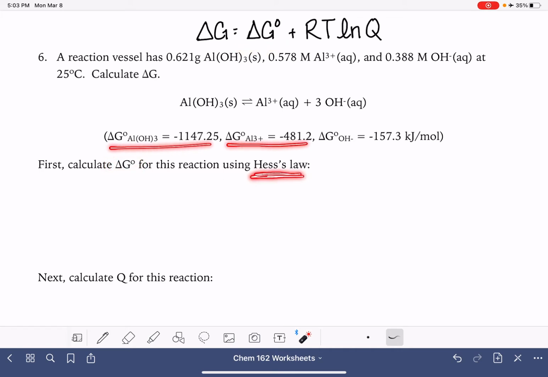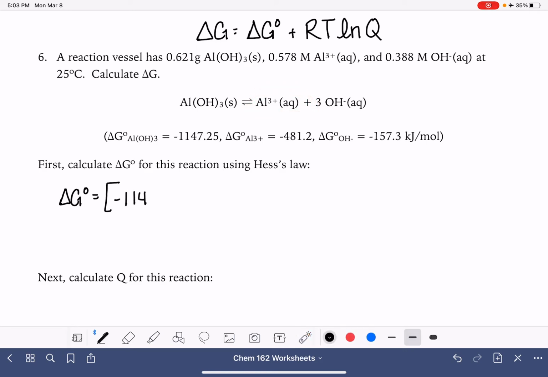We have our delta G values right here for us. Hess's law is products minus reactants. So our standard delta G is going to be the delta G for our first product, aluminum, that is negative 1147.25. These are all kilojoules per mole. And our other product, we have three of them, the OH, and that's this one right here, negative 157.3. And then from that, we're going to subtract the delta G of our reactant.